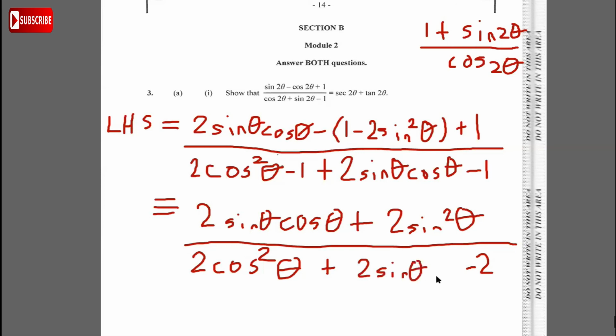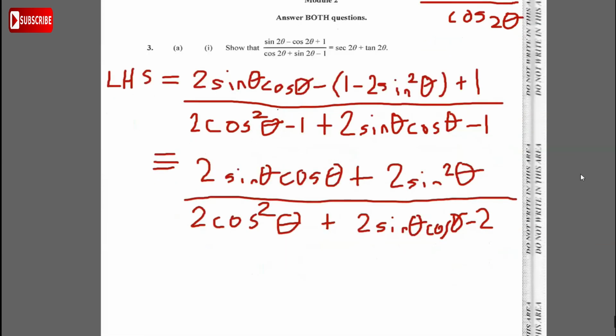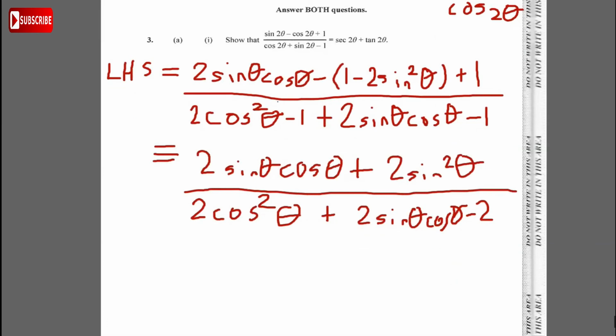I notice that there are so many 2's. There's a 2 here, a 2 here, a 2 here, a 2 here, and a 2 here. So I'm just going to divide through the expression by 2. I'm going to divide the numerator and the denominator by 2. I don't like seeing so many 2's, so I'm going to get rid of them.